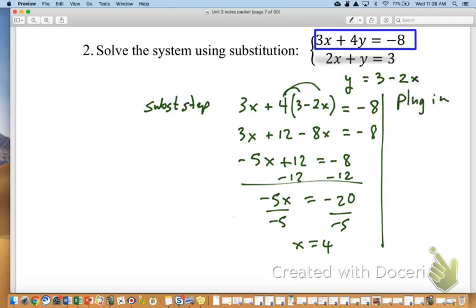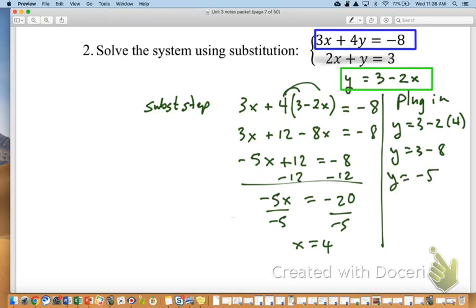Does it matter which equation I plug back into? No. It really doesn't. I think I would probably use the one that I'm putting a lovely green box around. I think I'd go with that. So I'd get y equals 3 minus 2 times 4. This would be y equals 3 minus 8. And 3 minus 8 is negative 5. So my final answer would be 4, comma, negative 5.